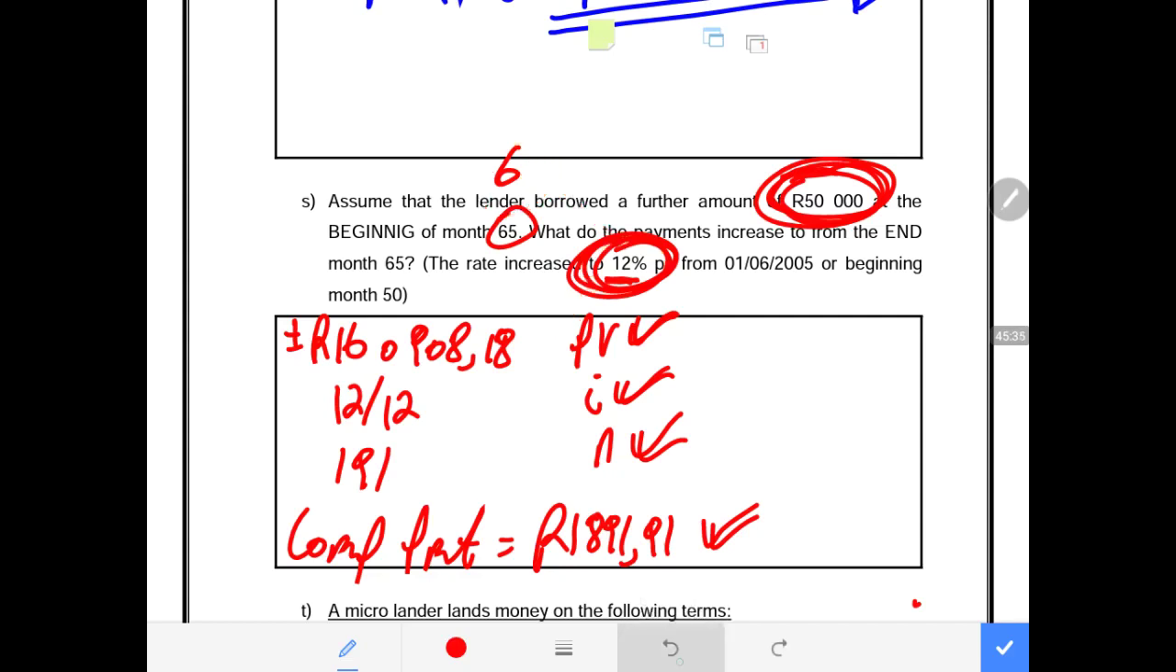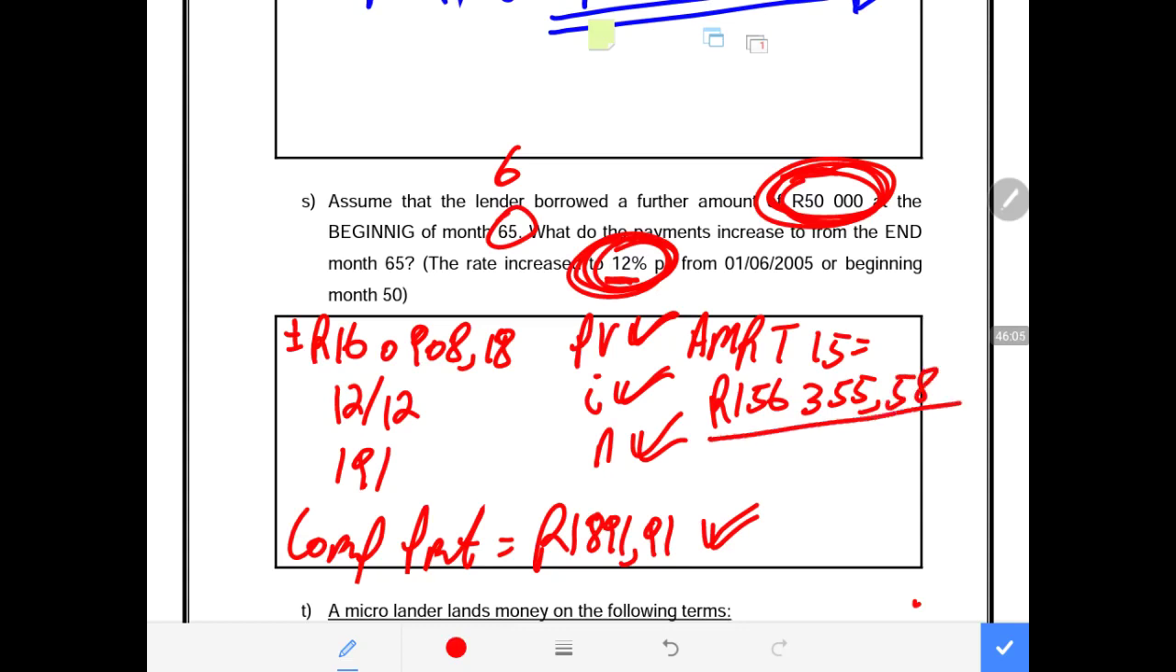So now we can be confident to say amort 15 equals. We need to know the balance after the 15th payment was made. Then I can say amort 15 under P2, enter, scroll down, I get 156,355 rand 58 cents. So this is the balance after the 15th payment in the new interest rate was made.